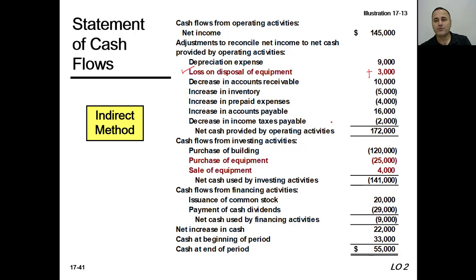Okay, and we already know how we calculated this number. Okay, purchase of building is $120,000, purchase of equipment is minus $25,000, and sale of equipment is $4,000.